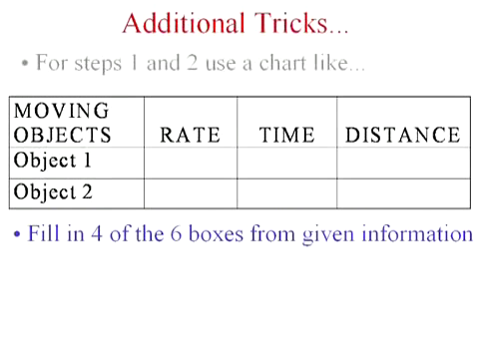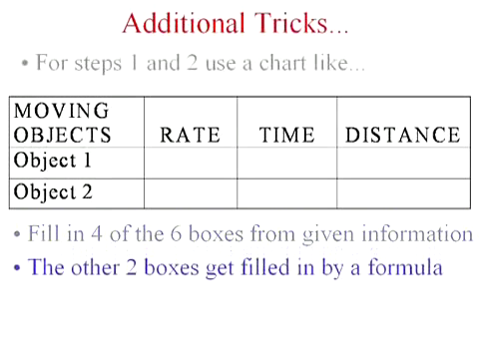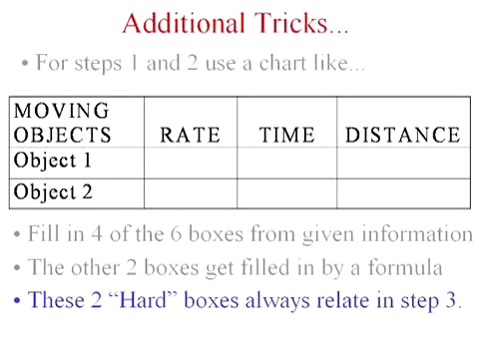Now, generally, we're going to fill in 4 of the 6 boxes from information directly given in the problem. And the other 2 boxes are going to get filled in by one of the rate, time, and distance formulas. I call these the hard boxes, and generally those are the 2 boxes we're going to relate in step 3 where we write the equation. Okay, so we'll fill in the hard boxes using rate, time, and distance formulas.